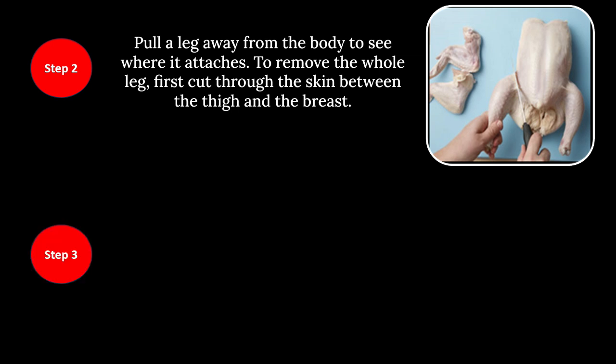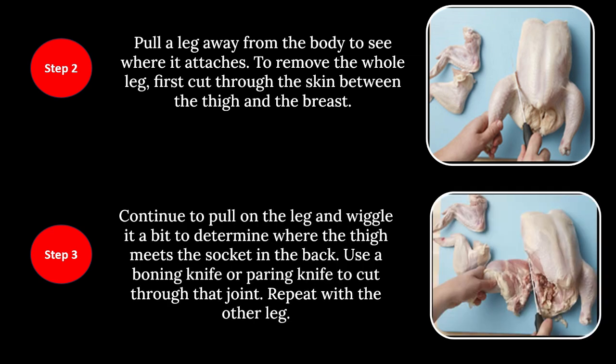And then step 3. We'll do the same thing. Hold the leg in one hand and wiggle it to determine the joint location. If you bend the leg a bit, you'll be able to find that a ball socket is visible. Ball socket is the indication of the joint. Once you find the ball socket, you pass the knife to the joint area and very easily the entire leg will be removed.